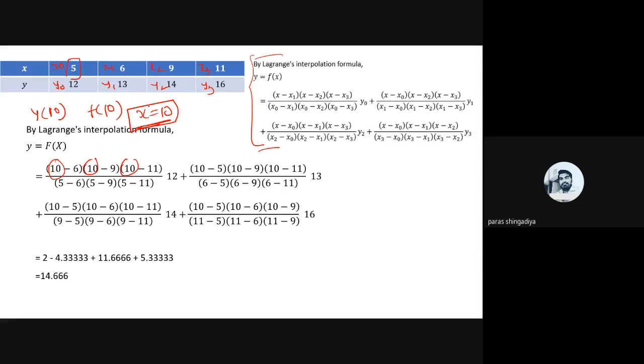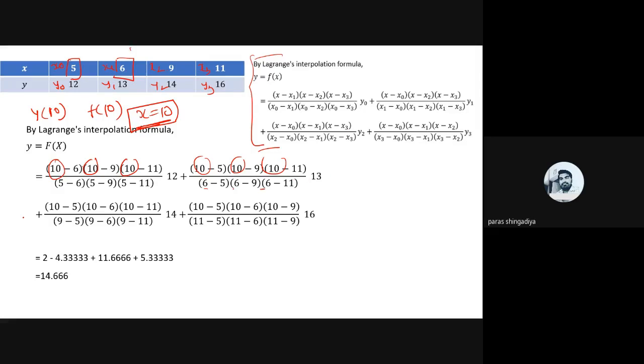And now the next term. For that, 6 is to be skipped, so the remaining values are 5, 9, 11. So 10 - 5, 10 - 9, 10 - 11, okay. And in the denominator, replace 10 with x1, so x1 is 6, so 6 - 5, 6 - 9, 6 - 11, okay, into the 13, 13 is the y1.